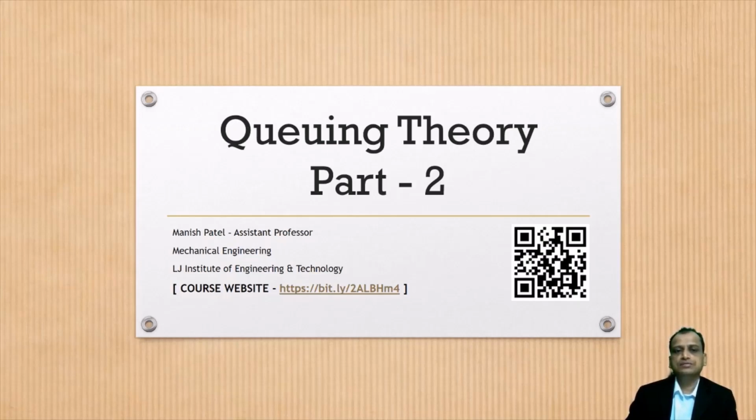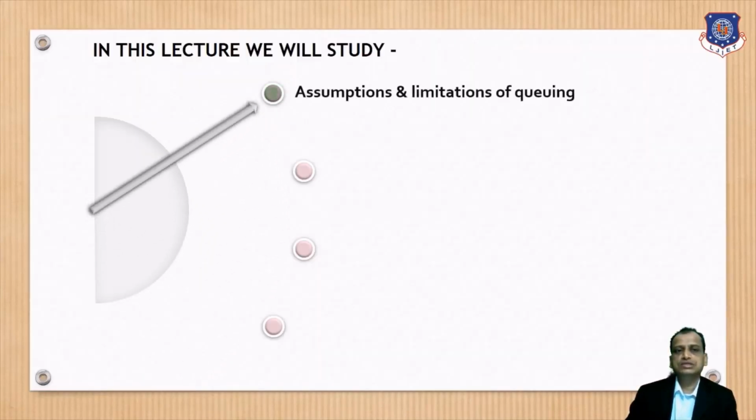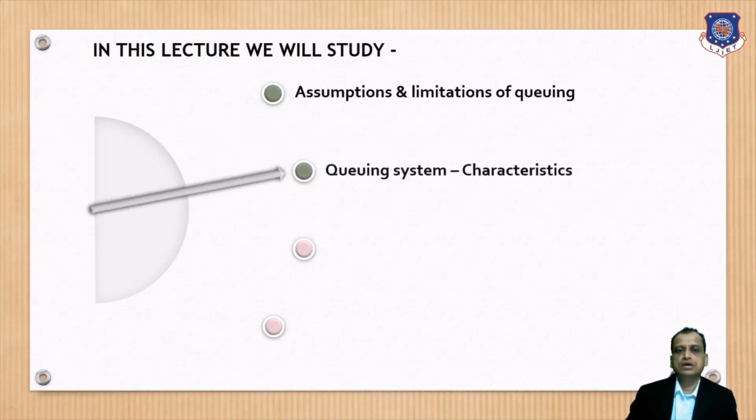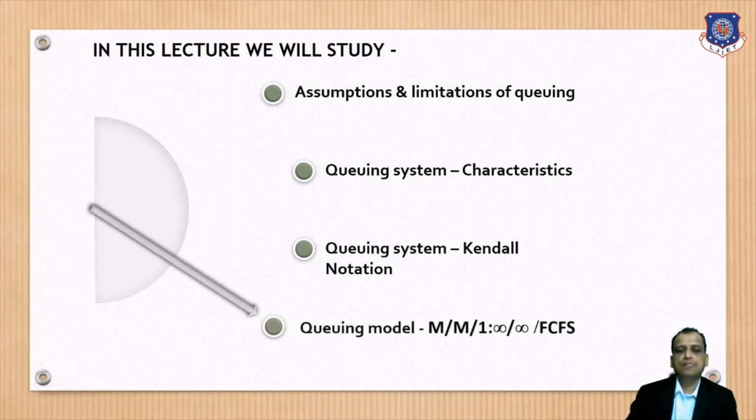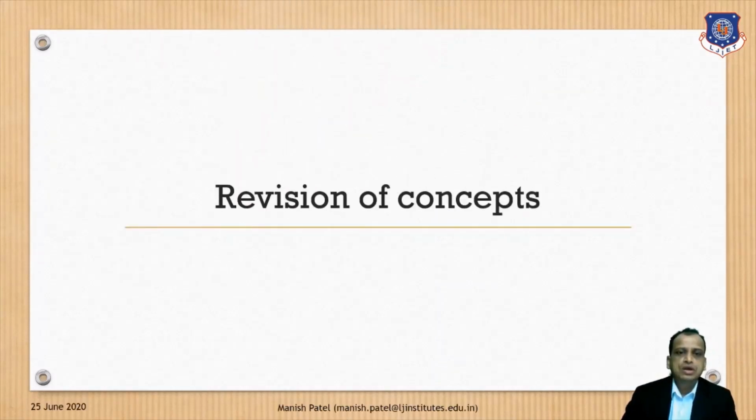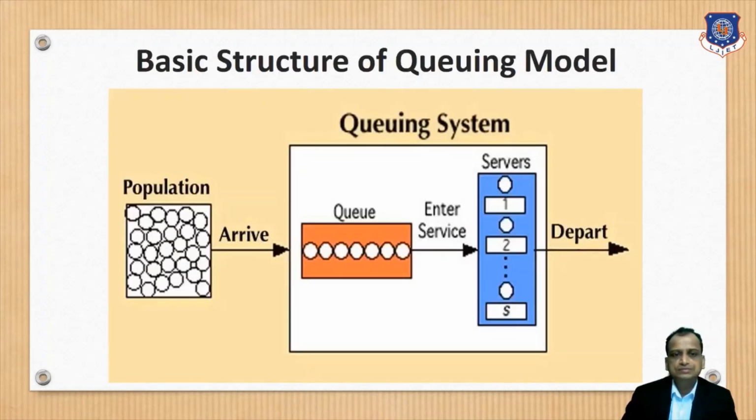So, in this lecture, we will study the assumptions and limitations of queuing system characteristics, and queuing system Kendall notation, which is one of the most important topics with respect to the GTU. And lastly, the queuing model M/M/1/infinity/infinity/FCFS. Let's start. Let's revise some of the concepts.